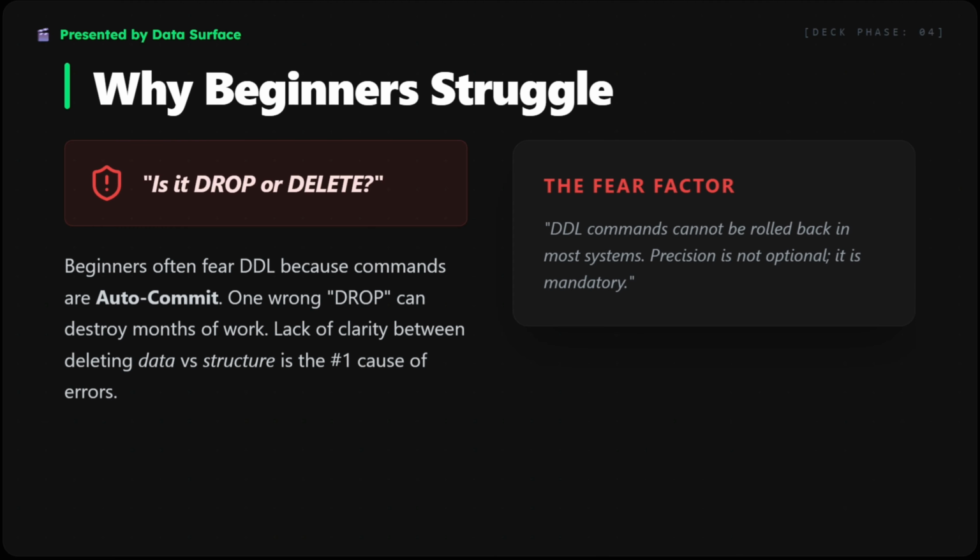So why does DDL feel scary? One of the main reasons is auto commit. In most databases, DDL commands cannot be undone. Once the command is executed, you cannot revert it, right? So if you drop a table by mistake, it's gone. This is also where beginners get confused. They mix up deleting data with deleting structure. Today, we are clearing that confusion completely.